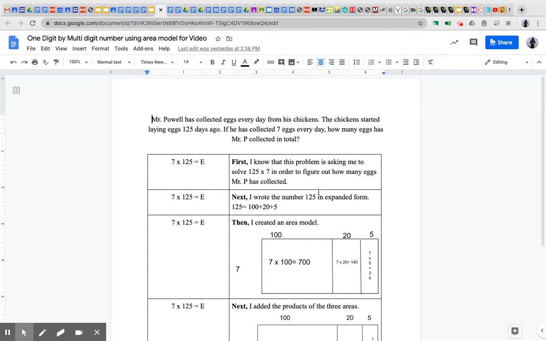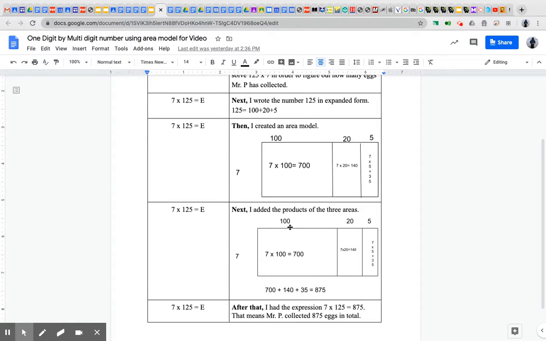Next, I wrote the number 125 in expanded form. 100 plus 20 plus 5. Then I created my area model here. I have 7 times 100 equals 700. I have 7 times 20, which equals 140. You could say 7 times 10 is 70, and 7 times 10 is 70 again. So 70 and 70 is 140 is another way to look at that. And then 7 times 5 is 35.